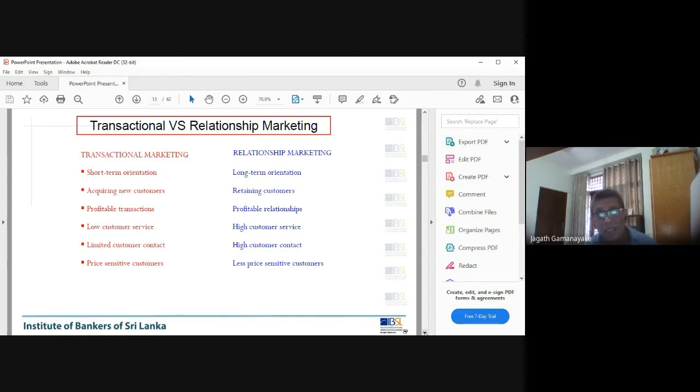In transactional marketing, we look only at the profitable transaction, but in relationship marketing they look at the profitable relationship. In transactional marketing we don't want to spend more money on customer service and try to reduce cost as far as possible, but in relationship marketing they increase customer service. In transactional marketing we look at the price sensitive market. That means if your interest rate changes, customers move from one bank to another. But in relationship marketing, they try to convert price sensitive customers into less price sensitive customers. So that is how relationship marketing came about.